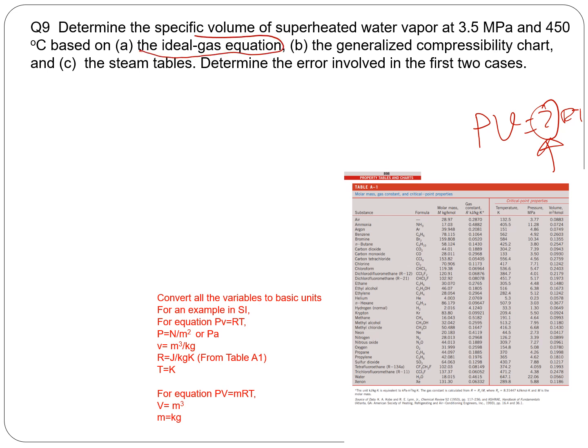Let's start with the ideal gas equation. Here, determine the specific volume of superheated vapor. See, it is a superheated vapor, and it already tells you. If you do not know it's a superheated vapor, you can never use the ideal gas equation. If it was a gas, then you could use the ideal gas equation. Since it is superheated vapor at 3.5 megapascal, so this is the pressure, and the temperature is given, you need to find the specific volume using the ideal gas equation.